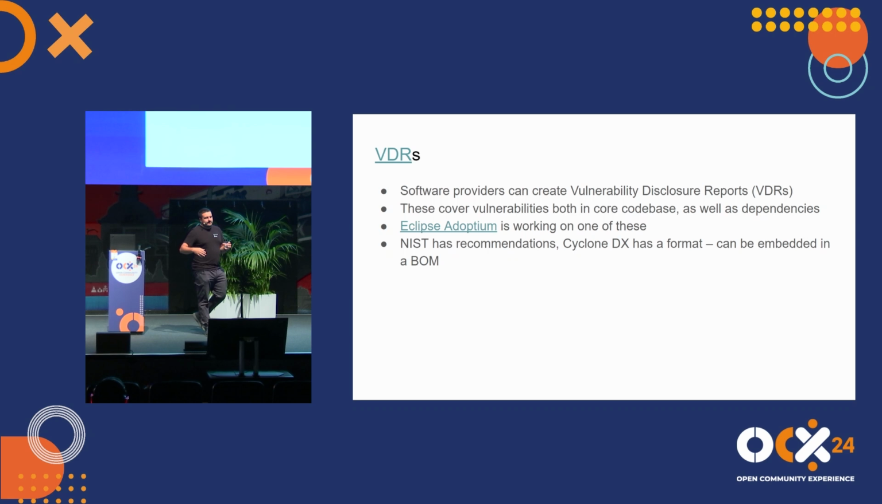Okay, so let's say the bad thing has happened. Somebody's found a vulnerability in your code. The responsible thing to do is to create a vulnerability disclosure report. There's, of course, a CycloneDX format for this. I believe the competing format, also by CycloneDX, is VEX. It should be pretty simple to produce both. For example, the Dependency-Track CycloneDX project, given an SBOM, can produce both a VEX and a VDR. These cover vulnerabilities in the core code base as well as the dependencies. I work on one of these for Eclipse Adoptium.